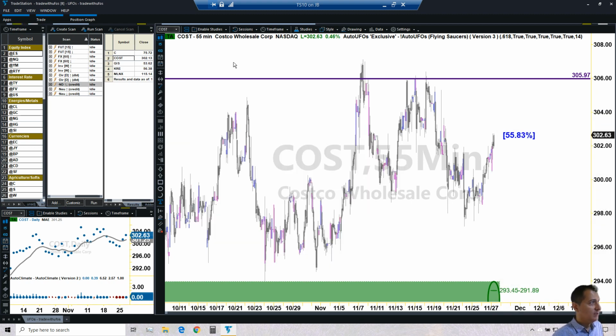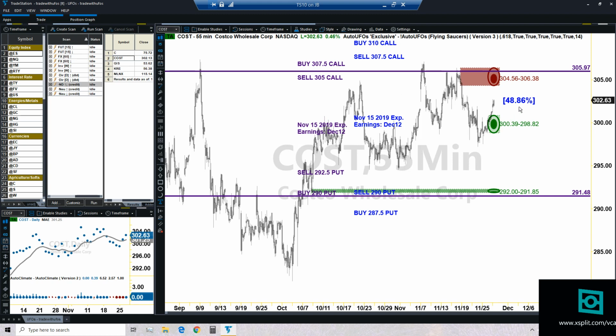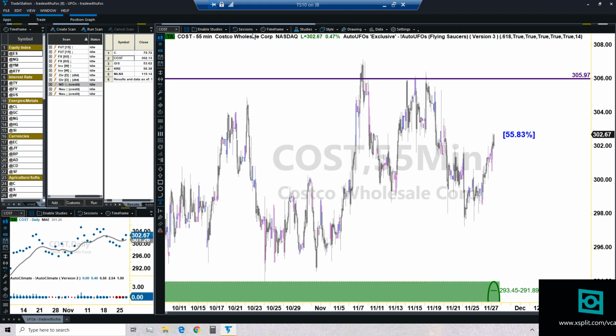The first thing we're going to do is load Costco on the 55-minute time frame. I know, because of the color of the candles with the magenta and the light blue, that I'm looking at pre and post market data, which is providing stats of 55. I want to check what happens if I switch to regular market hours, and that will provide stats of 48. In other words, the statistics using pre and post market data are of a higher efficiency compared to using regular session data, and this varies from stock to stock.